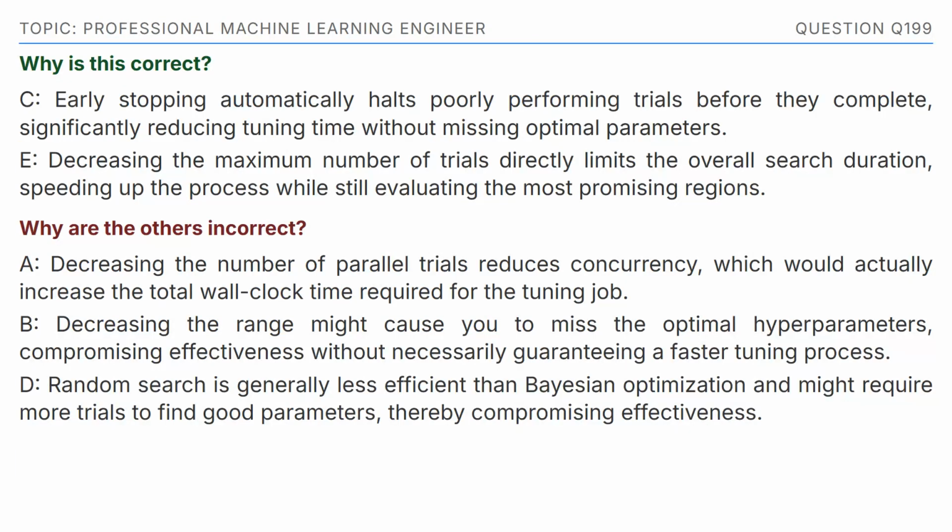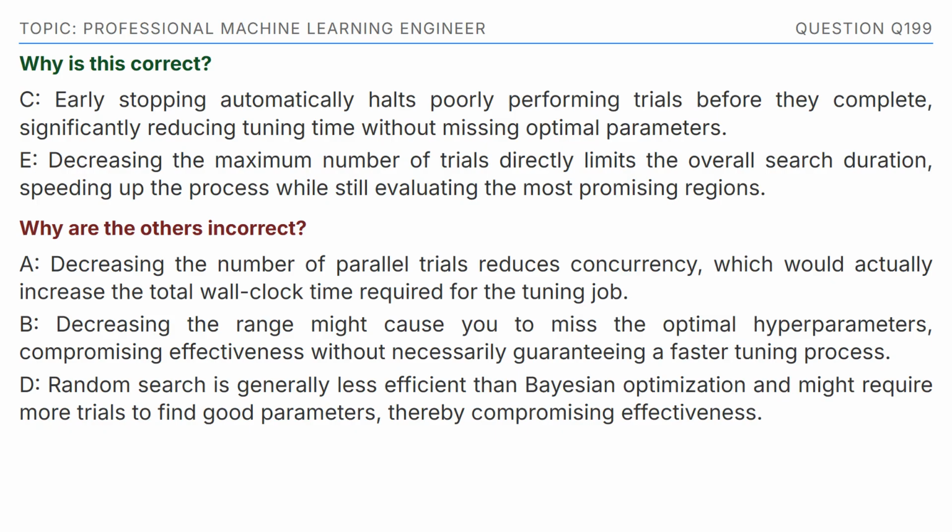Why is this correct? C. Early stopping automatically halts poorly performing trials before they complete, significantly reducing tuning time without missing optimal parameters. E. Decreasing the maximum number of trials directly limits the overall search duration, speeding up the process while still evaluating the most promising regions. Why are the others incorrect?